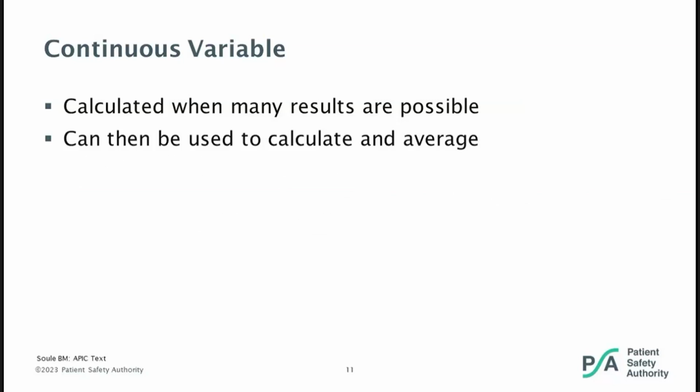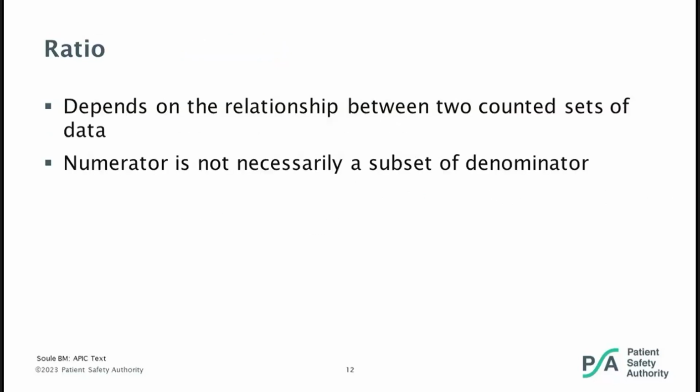The second way to calculate a performance measure is with a continuous variable. This is used when many results are possible, such as days of treatment or length of time to treatment start. An average or a mean can then be calculated using all the various results. And last, we have a ratio, which is a calculation method which depends on the relationship between two counted sets of data, and it will always have a value of 0 or greater. With a ratio, the number does not necessarily have to be a subset of the denominator.